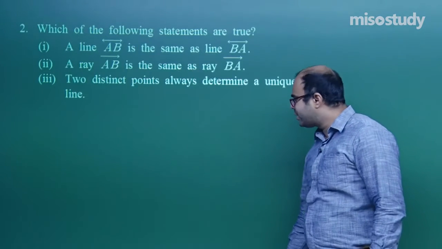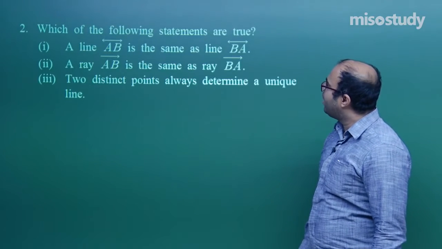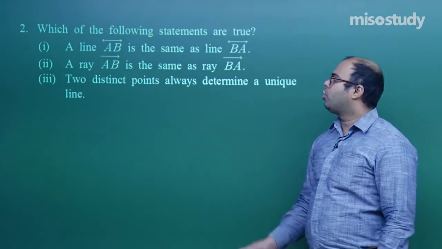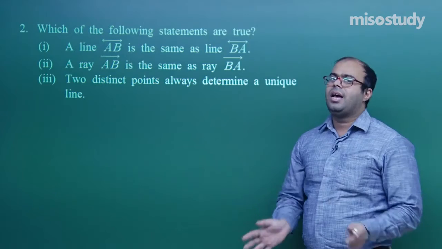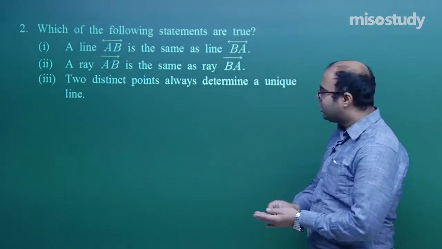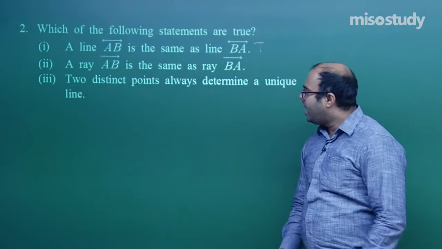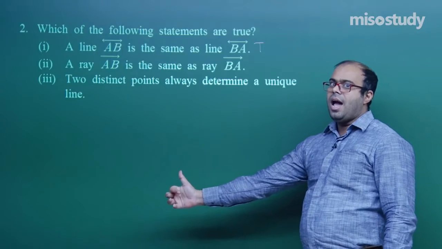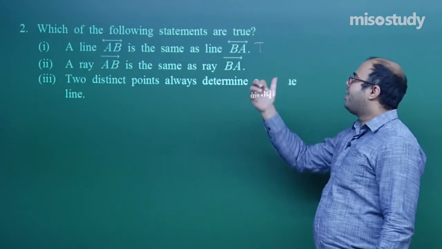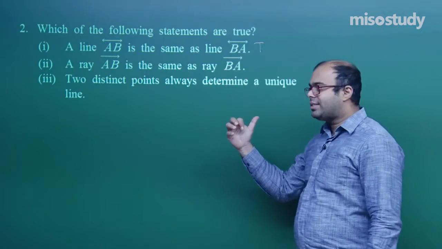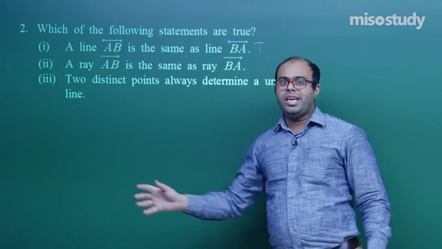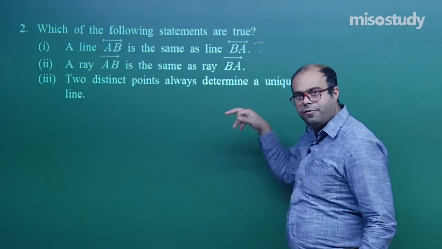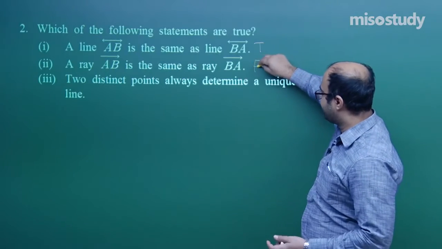The second question, which is of 1 mark, says: a line AB is the same as line BA. So, we will say yes, line AB is the same as line BA, because line AB will extend on both sides and line BA will also extend on both sides. So, this is true. A ray AB is the same as ray BA? No. Ray AB starts from A and extends indefinitely, and ray BA will start from B and extend indefinitely along A. So, they have 2 different directions. AB is directed from A to B, BA is directed from B to A. So, this is a false statement.